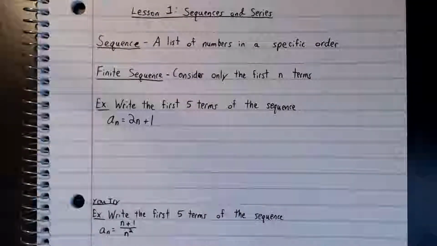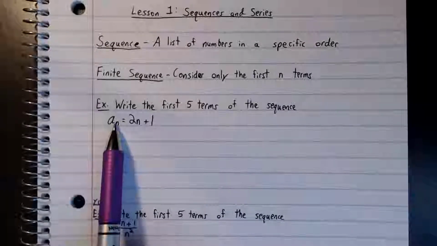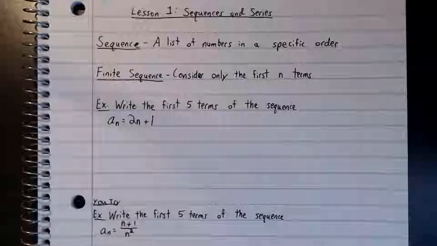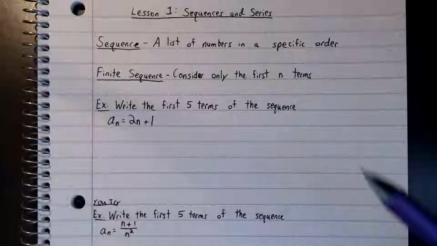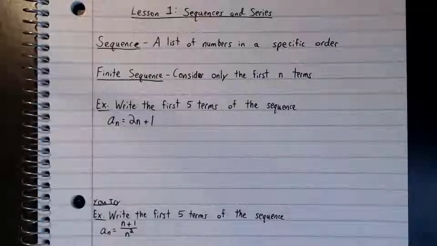Okay, so real quick, a little bit of notation here. You have this a with a little sub n. We're going to be replacing that n with a number when we do these problems, depending on which position in the sequence we are talking about. So this first problem says write the first 5 terms of the sequence.